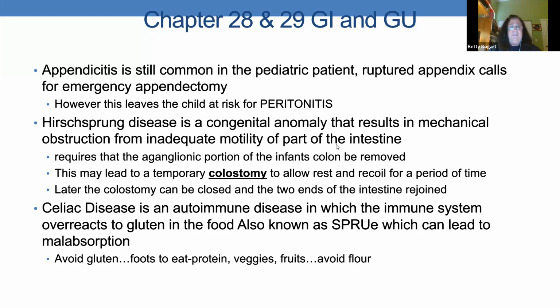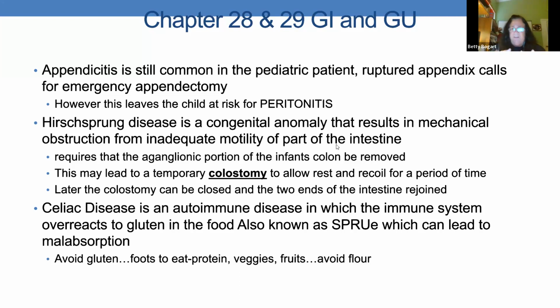Now, Hirschsprung's disease is when the lower distal portion of the colon has an area that has no nerves, or is aganglionic. So there's no peristalsis, it does nothing.